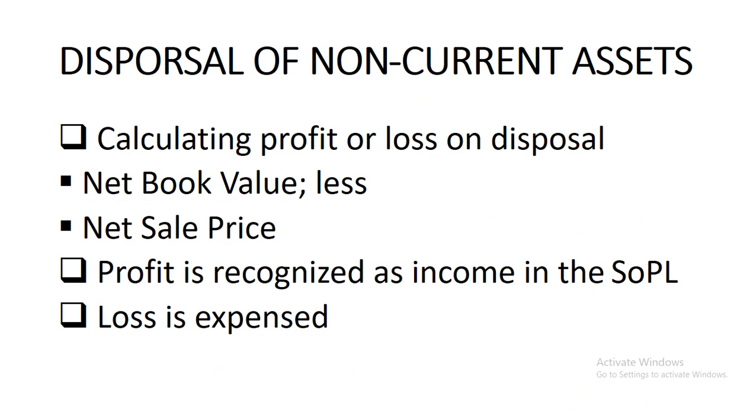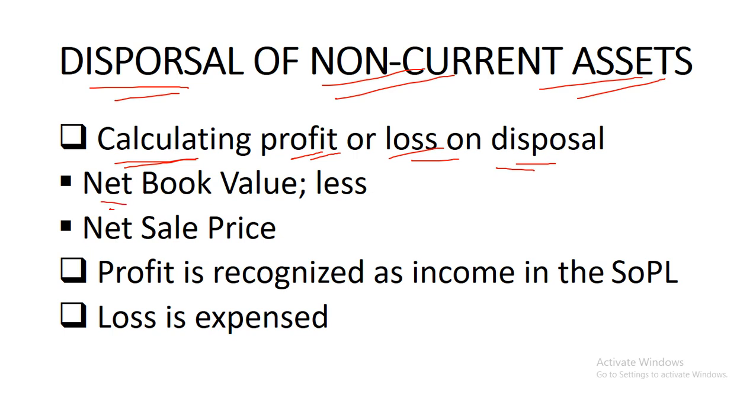So sometimes you can have an asset that has outlived its useful life, but it still has a value. You can sell it off. You can decide to sell it off for a certain amount. So now, how do we calculate the profit or loss on disposal?